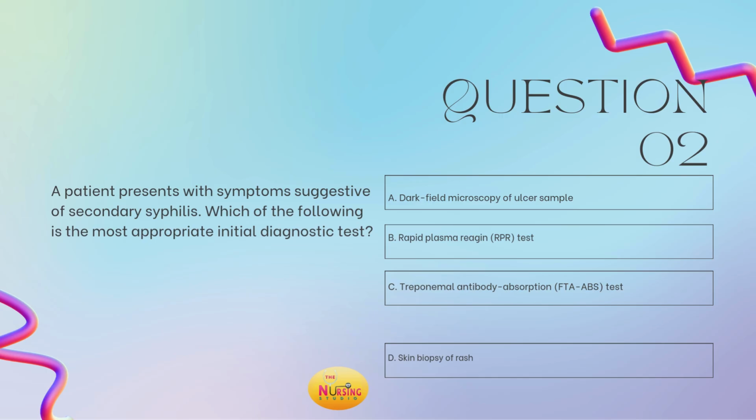All right, so stem of the question here states, which of the following is the most appropriate initial diagnostic test? All right, what are we trying to diagnose? So we're thinking syphilis, secondary syphilis. So with this, RPR testing is the best, so B is your best answer here.